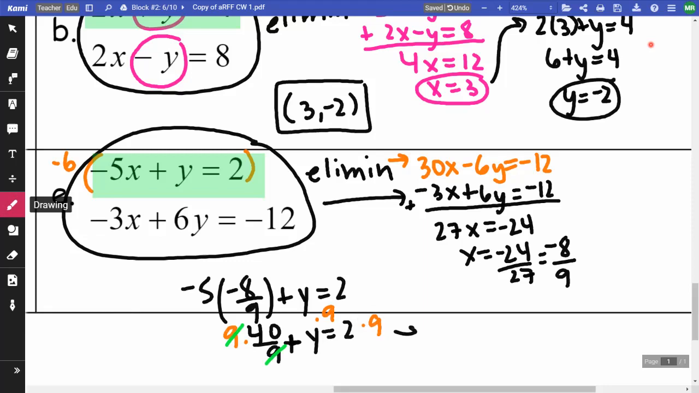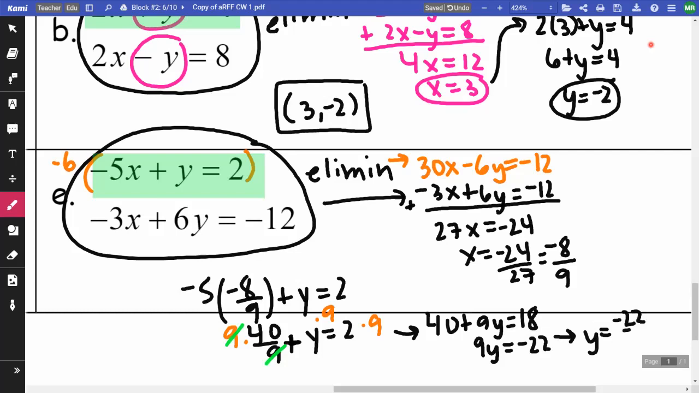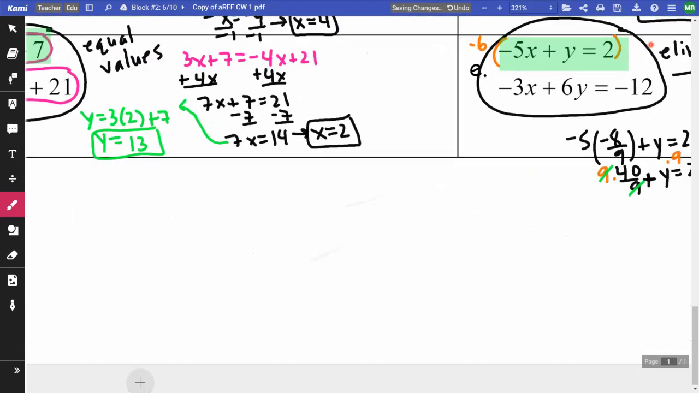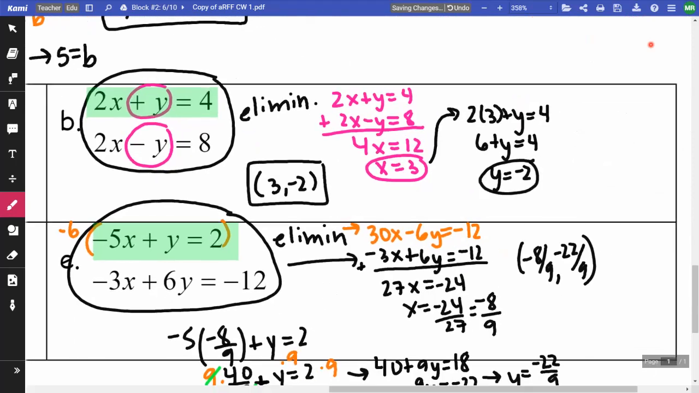And I'm going to end up getting 40 plus 9y equals 18. I'm going to subtract 40 from both sides. And so 18 minus 40, I end up with negative 22. So my y is going to be negative 22 over 9. Not pretty answers, but answers. So I'm going to get negative 8 over 9 and negative 22 over 9. And those are going to be my points of intersection. And that's the end of RFF classwork number 1.